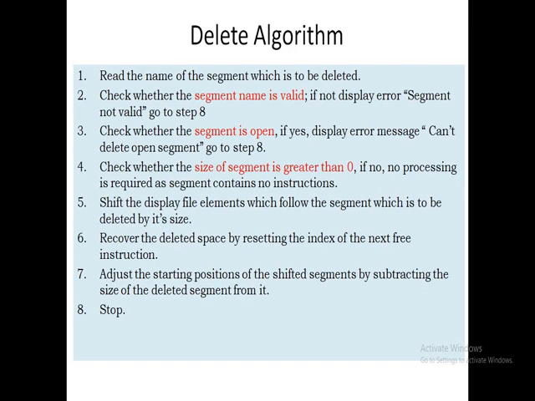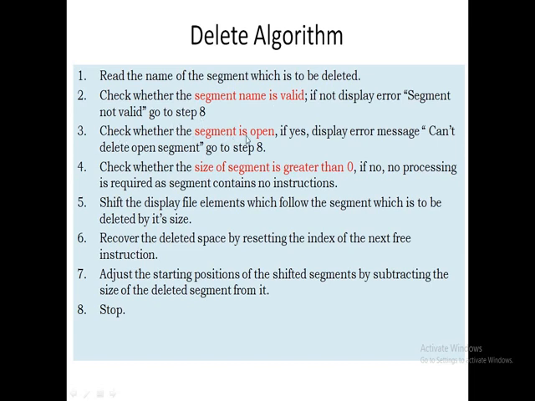So first of all, we read the name of the segment which is to be deleted. We have to check whether the name of the segment is valid. If not, we display an error that the segment is not valid, and we go to step number 8. This is the first thing we should check: that the segment name is a valid segment name.